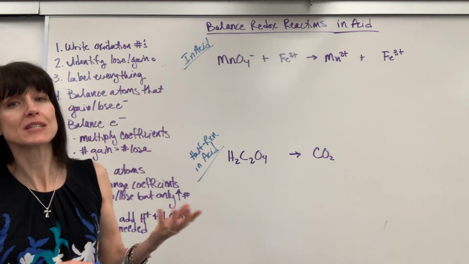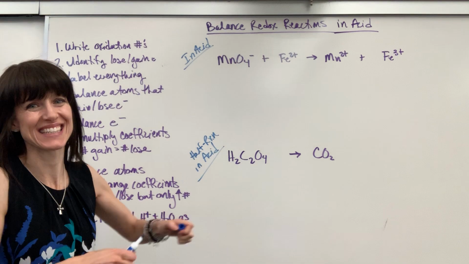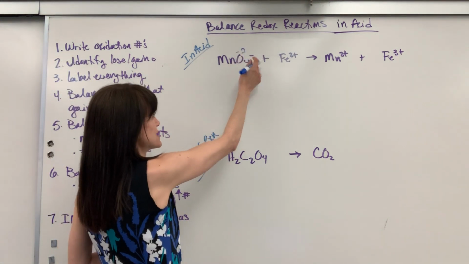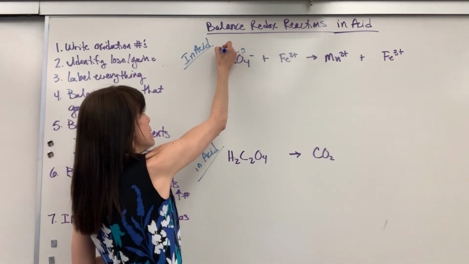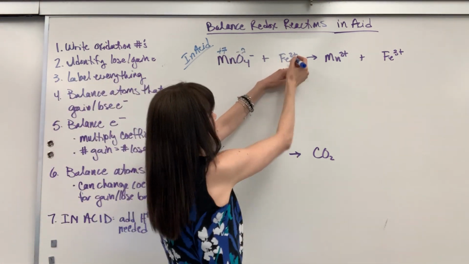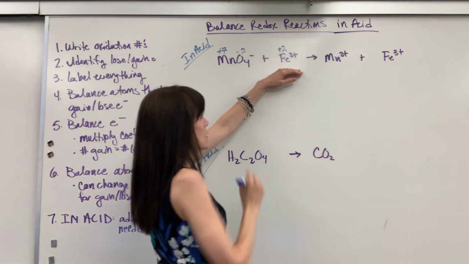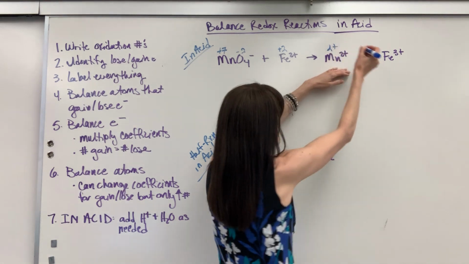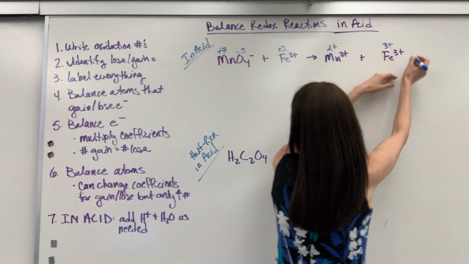Okay, we always begin with oxidation numbers. So oxygen's a -2. Times 4 is -8, has to equal -1. That means manganese has to be a +7. Monoatomic ion, the charge is the same as the oxidation number, so iron's a +2. Here, manganese +2, iron a +3.